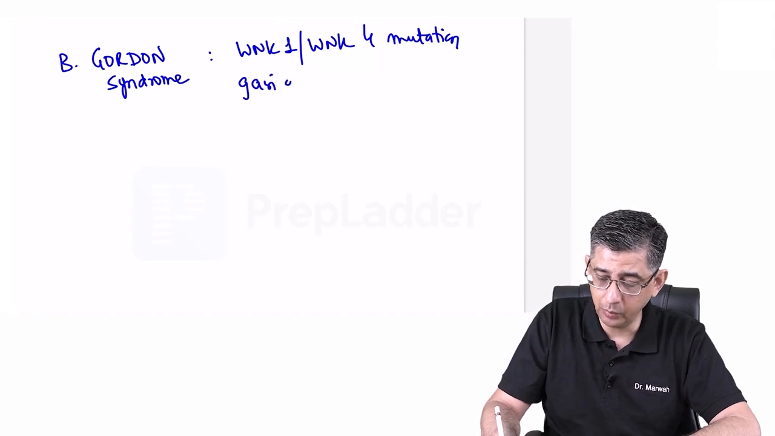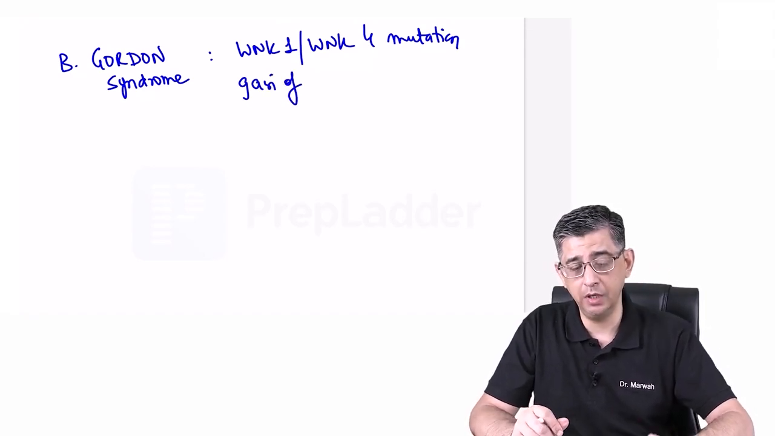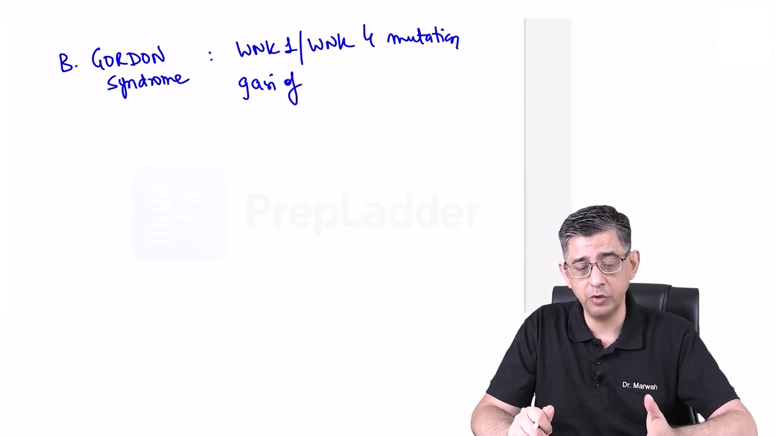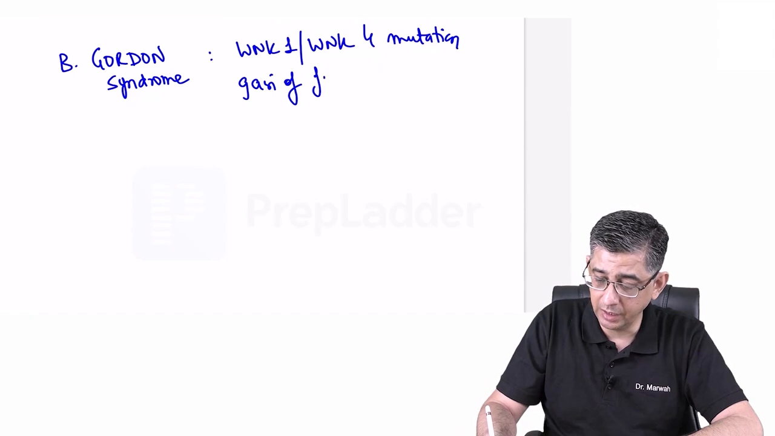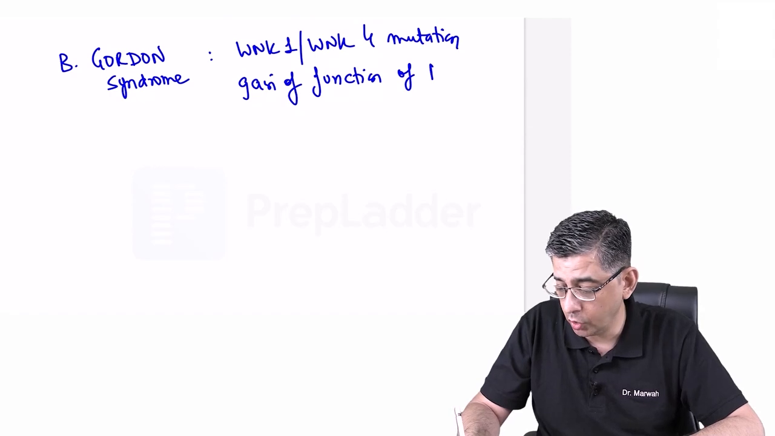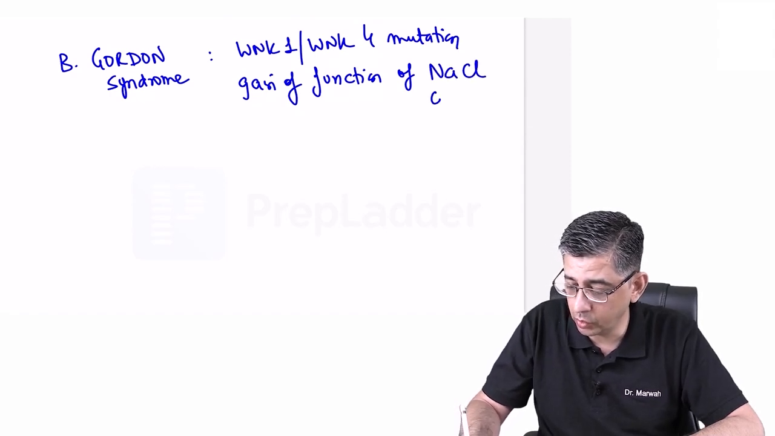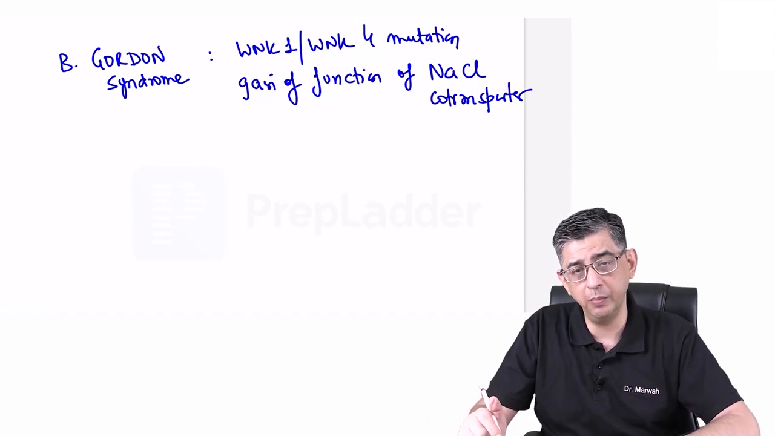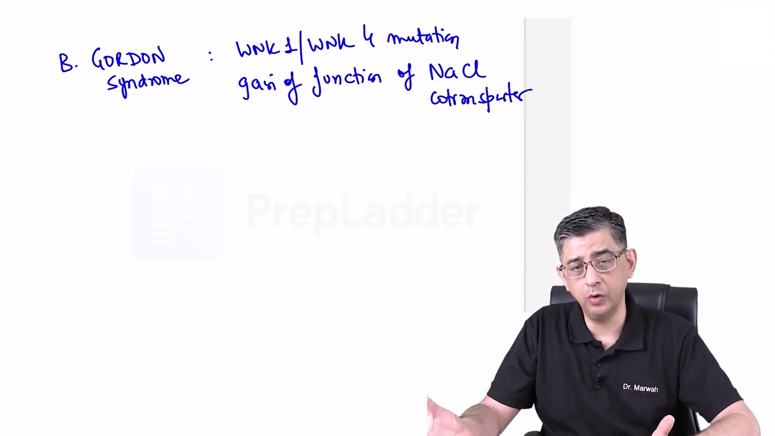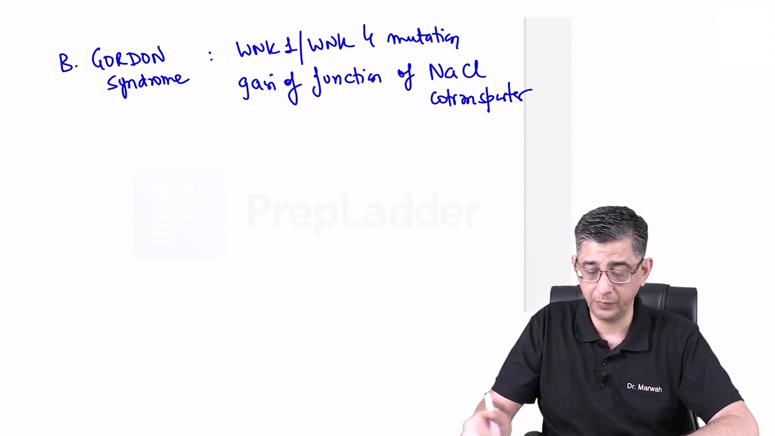In Gitelman syndrome, in the kidney section, you will hear me saying loss of function of the sodium chloride co-transporter on which thiazides act. Here I am saying the opposite. It is gain of function. It is gain of function of the sodium chloride co-transporter. So if you just focus on the English words there, you can see that more salt and more water will anyway be coming in the body, and more salt and more water will contribute to hypertension.